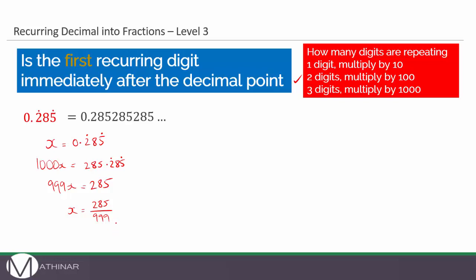And can this be simplified? So the top and bottom numbers can be divided by 3. 270 divided by 3 is 90, and then 15 divided by 3 is 5. So 95 over 333. This cannot be divided by 3, so that's your final answer there. So the answer is x is equal to 95 over 333.